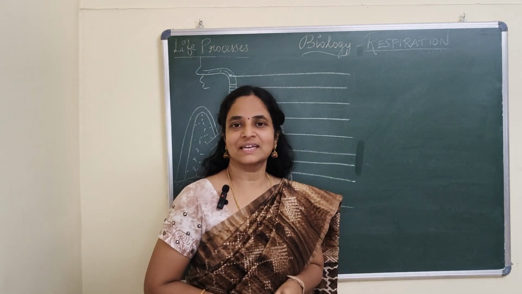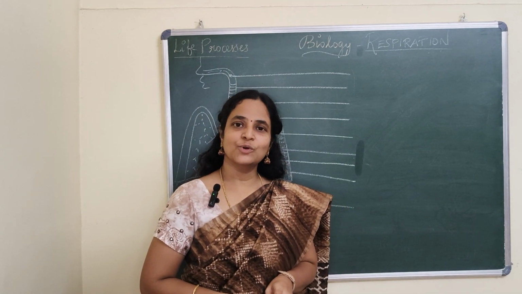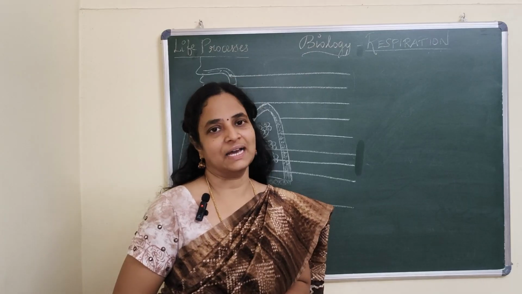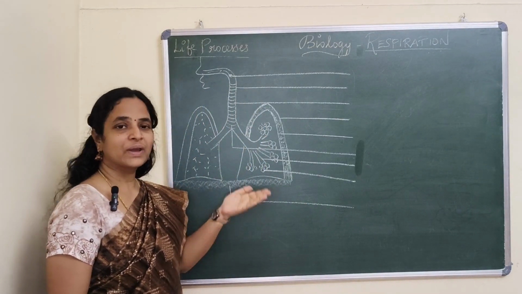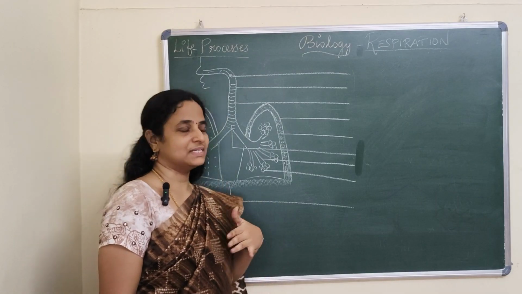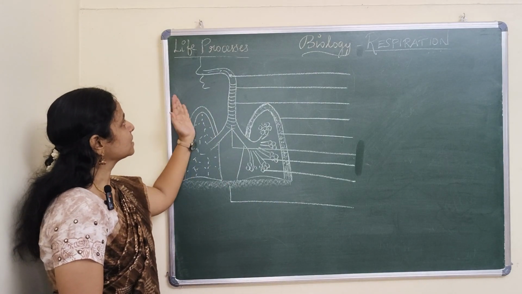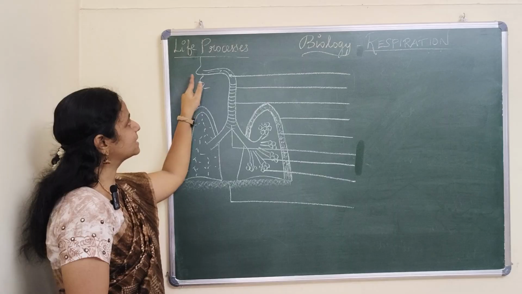Now let us get into the structure of the human respiratory organ, lungs. We have a pair of lungs located in the chest cavity or the thoracic region. The lung starts with the external nostril.